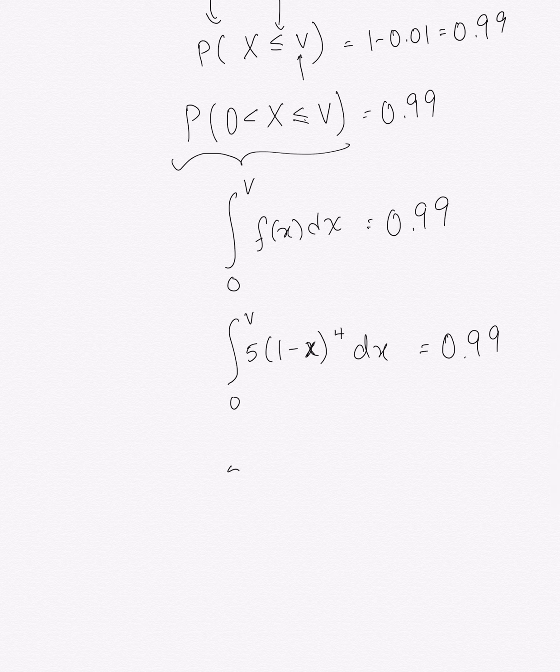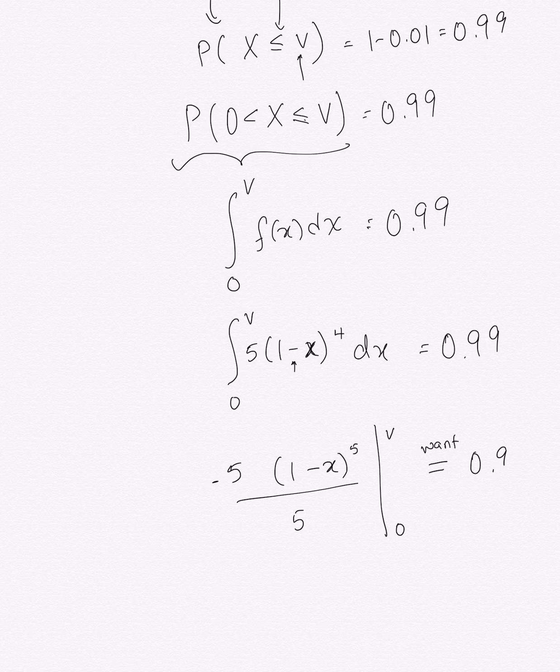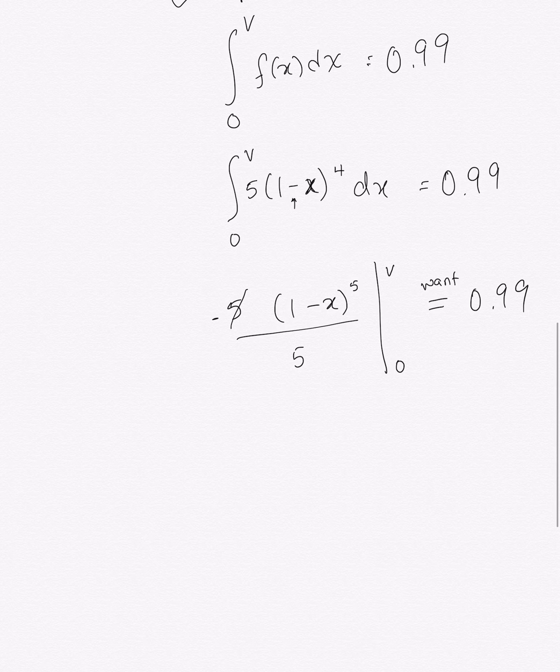What will that be? 5 times (1 minus x) raised to 5 divided by 5. And we need to divide it by -1 because of u substitution, so let's just put a minus over here. And that goes from 0 to v, and you want that to be 0.99. Okay, so now it's just a basic algebra question.